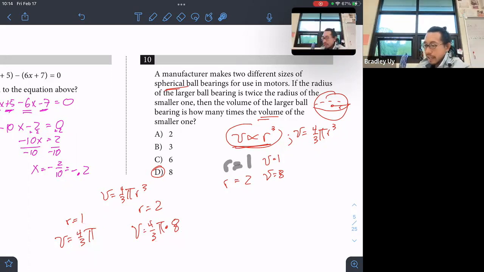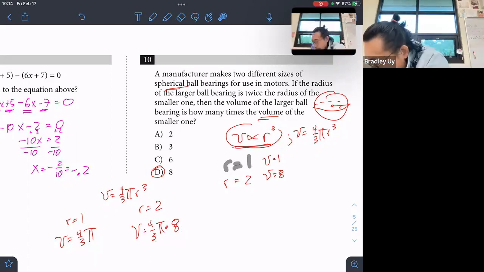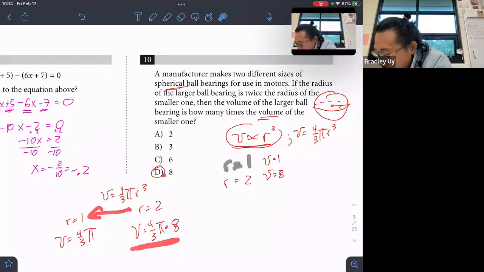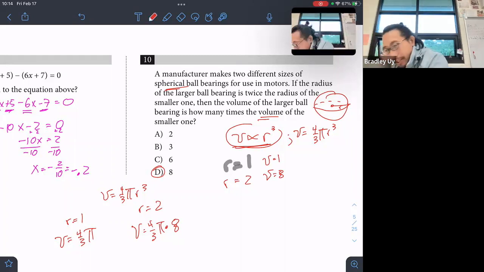Okay, same exact set of symbols. So the volume of this radius, which is twice as large as this, the volume would be 8 times larger, which again leads us to the answer D. Now you might be wondering, wait, Kumo, no one said the radius is 1 and then you double it and it gets 2. True, but what I'm going to share is it doesn't really matter.